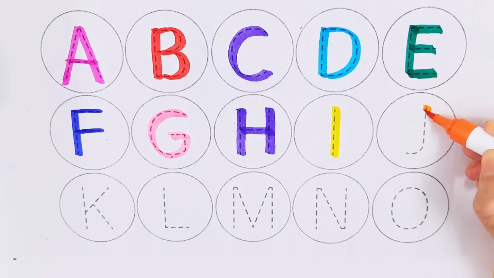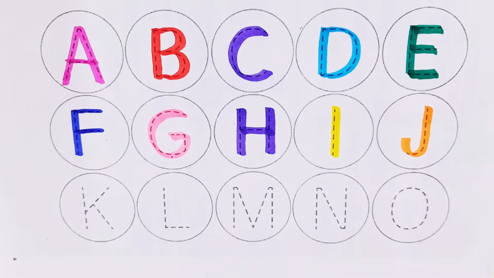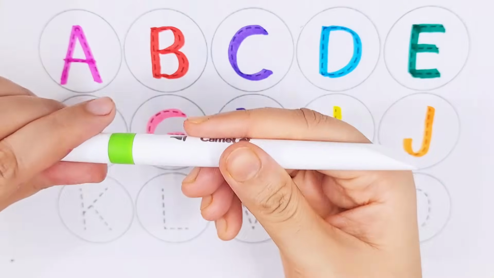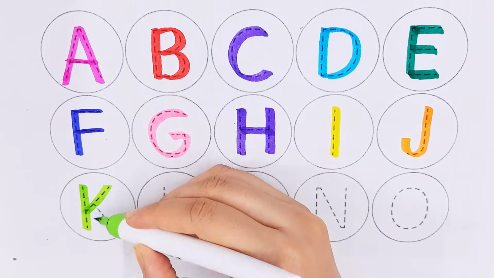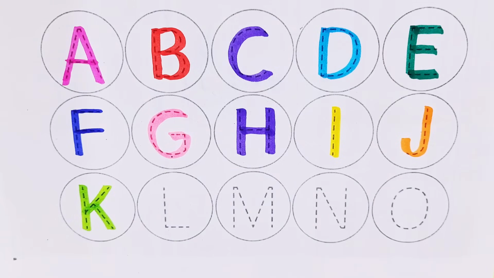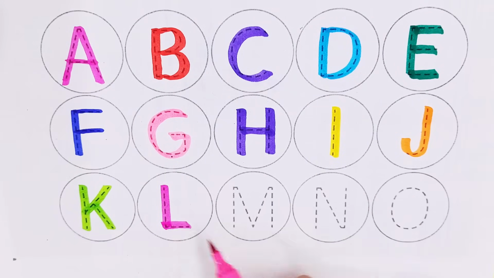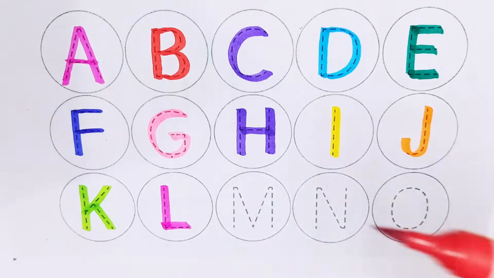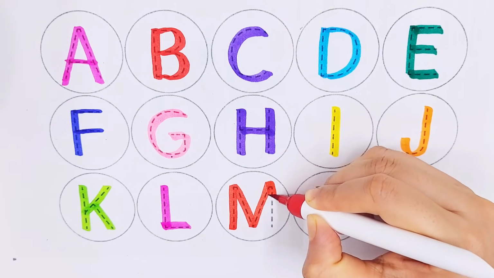Orange color. J for jug. Light green color. K for king. Purple color. L for lion. Red color. M for moon.